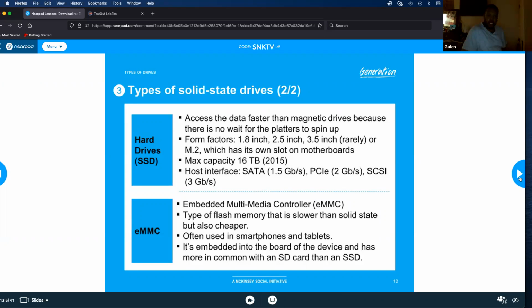What does eMMC stand for again? Embedded Multimedia Controller.